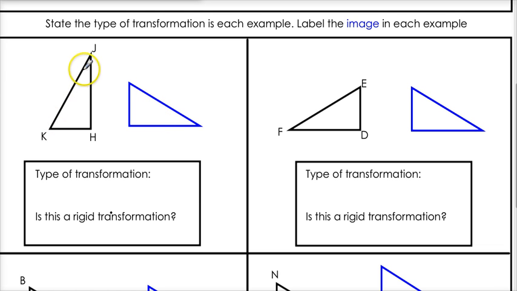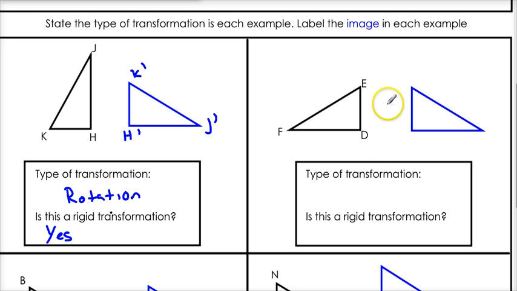In this first one, the shape is turned, right? JHK is turned, so that is a rotation. All right. Let's label this correctly. So J goes over here, that would be J prime. K comes over here, this would be K prime. And H goes over here, this is H prime. All right. Now, when I rotate something or when I turn it, does it change the size of it? Does it get bigger or smaller? Well, no, so that is a rigid transformation. So yes, it stays the same size. Yes.